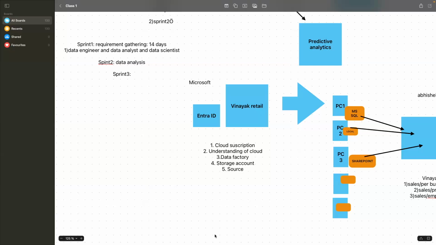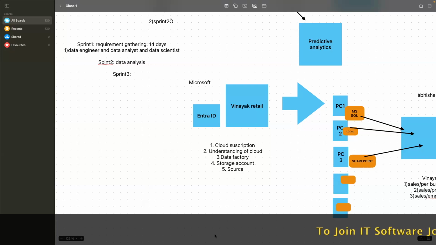Because there are already a number of ETL tools, right? So how is Azure different from that? Yes, go ahead. Somebody is saying something. Yeah, hi.